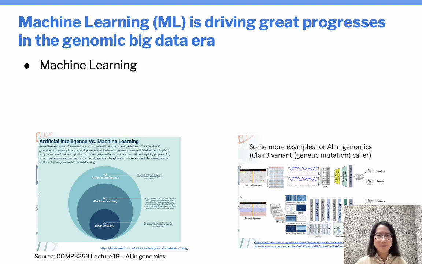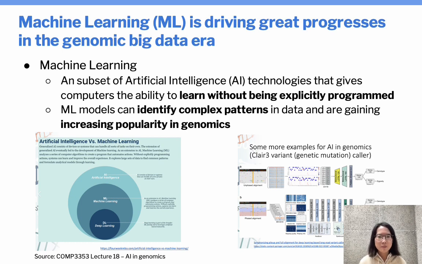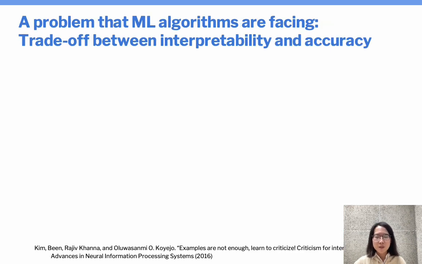Just a quick recap, machine learning is a subset of AI technology that gives computers the ability to learn without being explicitly programmed. Machine learning models have the ability to identify complex patterns in data, so they are gaining increasing popularity in genomics. However, there is a problem that machine learning algorithms are facing. That is the trade-off between interpretability and accuracy.